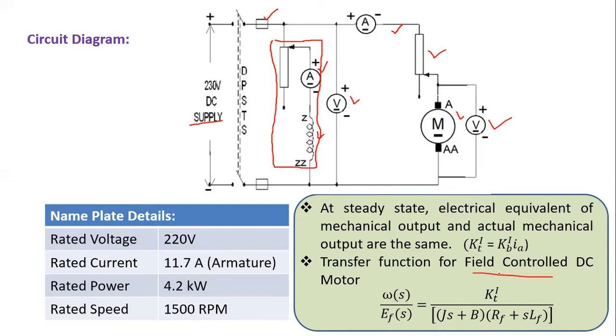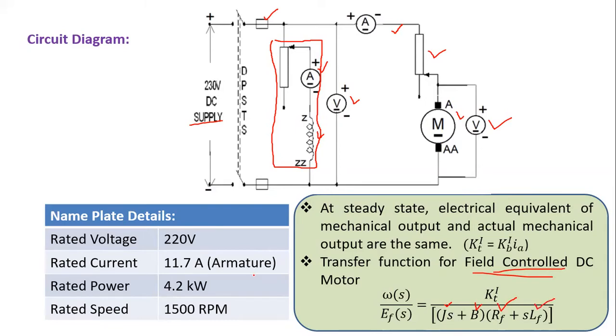Coming to the transfer function of a field control DC motor, it is Kt' by (Js plus B) into (Rf plus sLf), where J is the moment of inertia and B is the dashpot, the viscous friction. Rf is the field winding resistance and Lf is the field winding inductance. So we need to identify all these parameters.